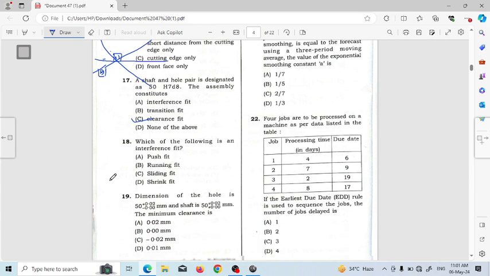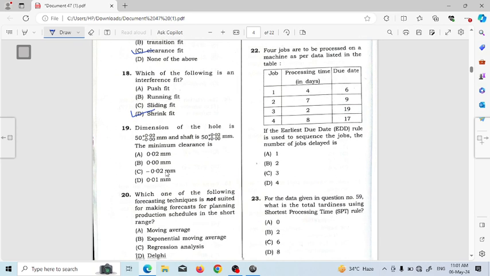Next, which of the following is the interference fit? Interference fit means it's the example of shrink fit. Option D is the correct answer.